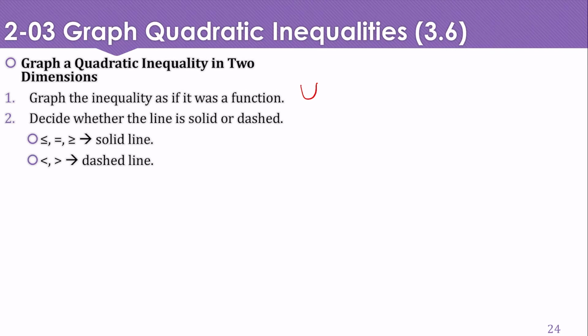Then you decide if the line is solid or dashed. If it has the equal to, you see the equal to there, then it's solid. If it's not equal to, it's dashed.